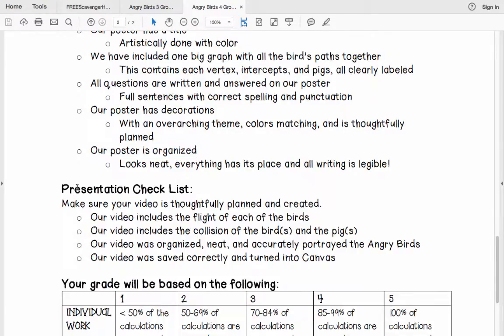And then presentation. When I say presentation, I'm talking about the video. The checklist for that is your video needs to include the flight of each of the birds. I want to see the collision of the bird and the pig. I need to be able to see that it's organized, neat, and accurately portraying the birds. And then you need to save it correctly and you need to turn it into Canvas for me.